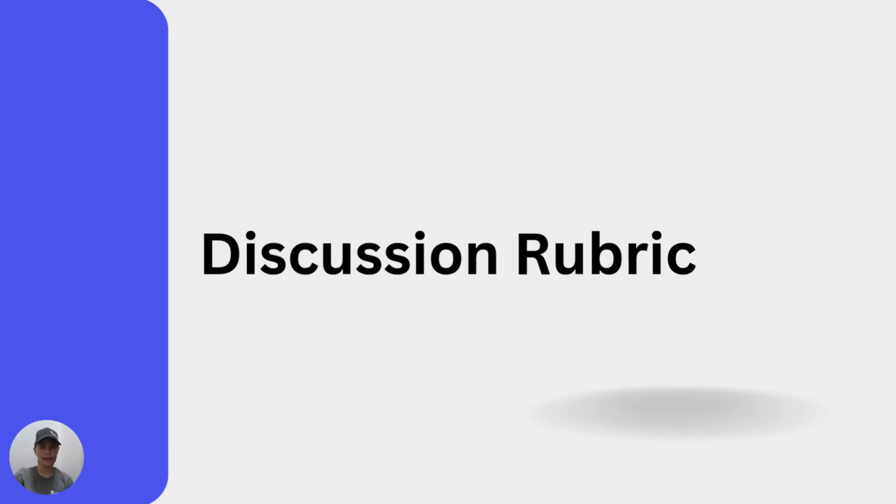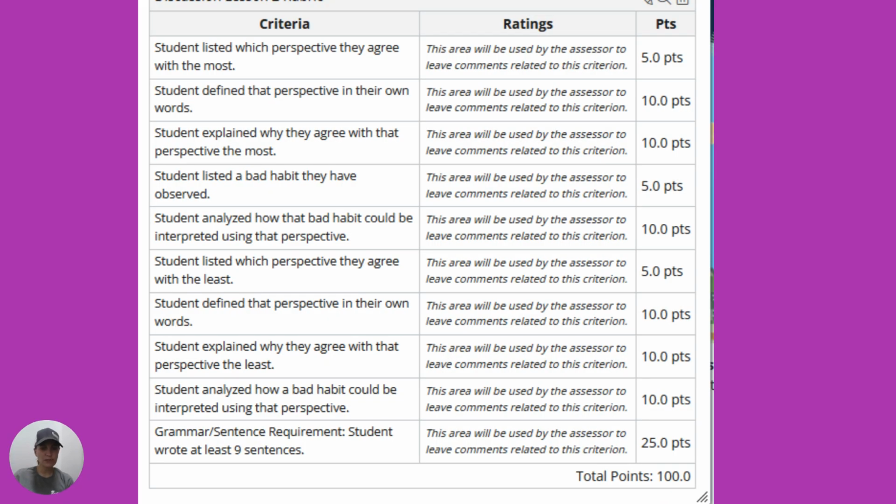Here's your discussion rubric. So you get 5 points for listing the perspective that you agree with the most. And then you get 10 points for defining that perspective in your own words. You get 10 more points for explaining why you agreed with that perspective the most. 5 points for listing a habit you observed. 10 points for analyzing how that bad habit could be interpreted using that perspective. 5 points for listing which perspective you agreed with the least. 10 points for defining the perspective in your own words. 10 points for explaining why you agree with that perspective the least. 10 points for analyzing how a bad habit could be interpreted using that perspective.